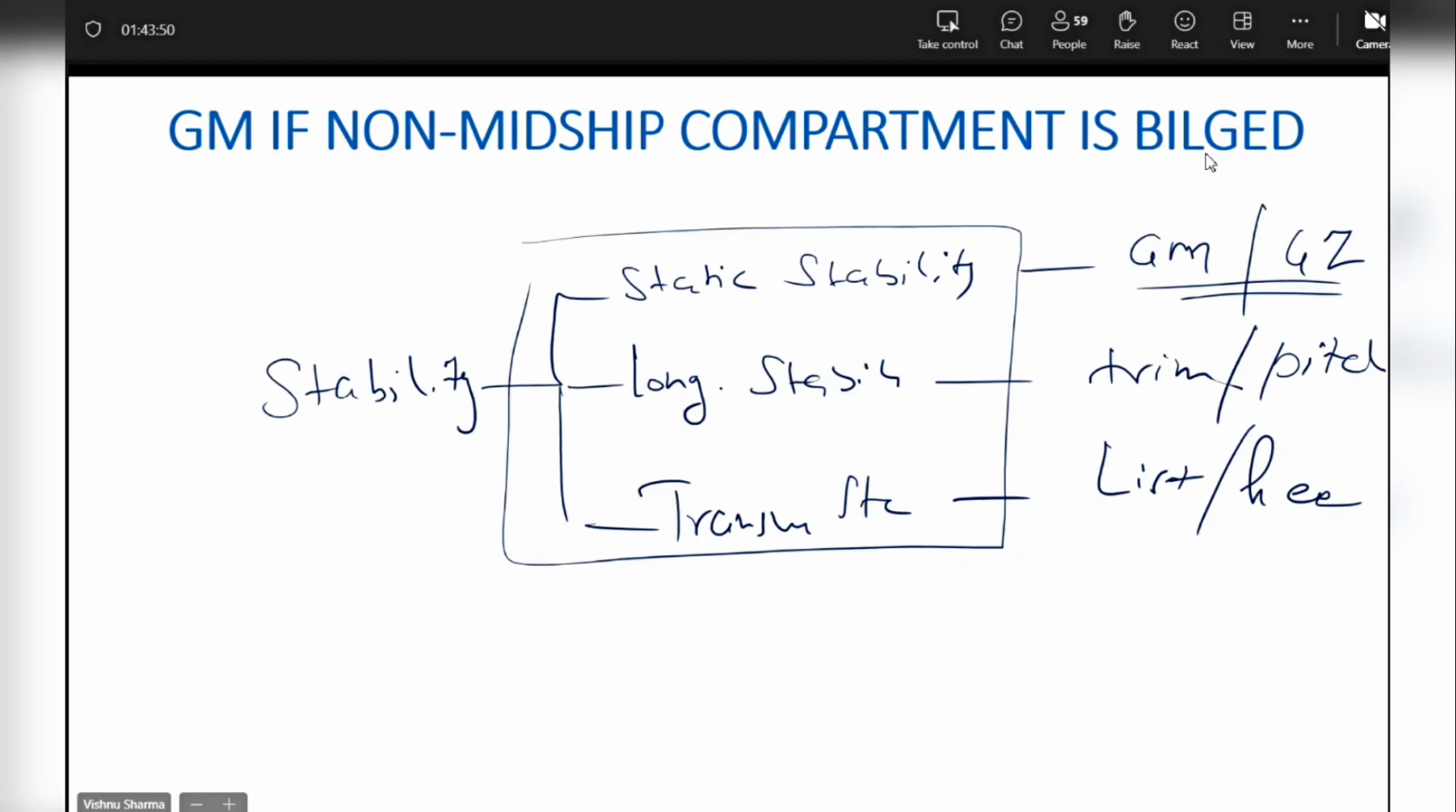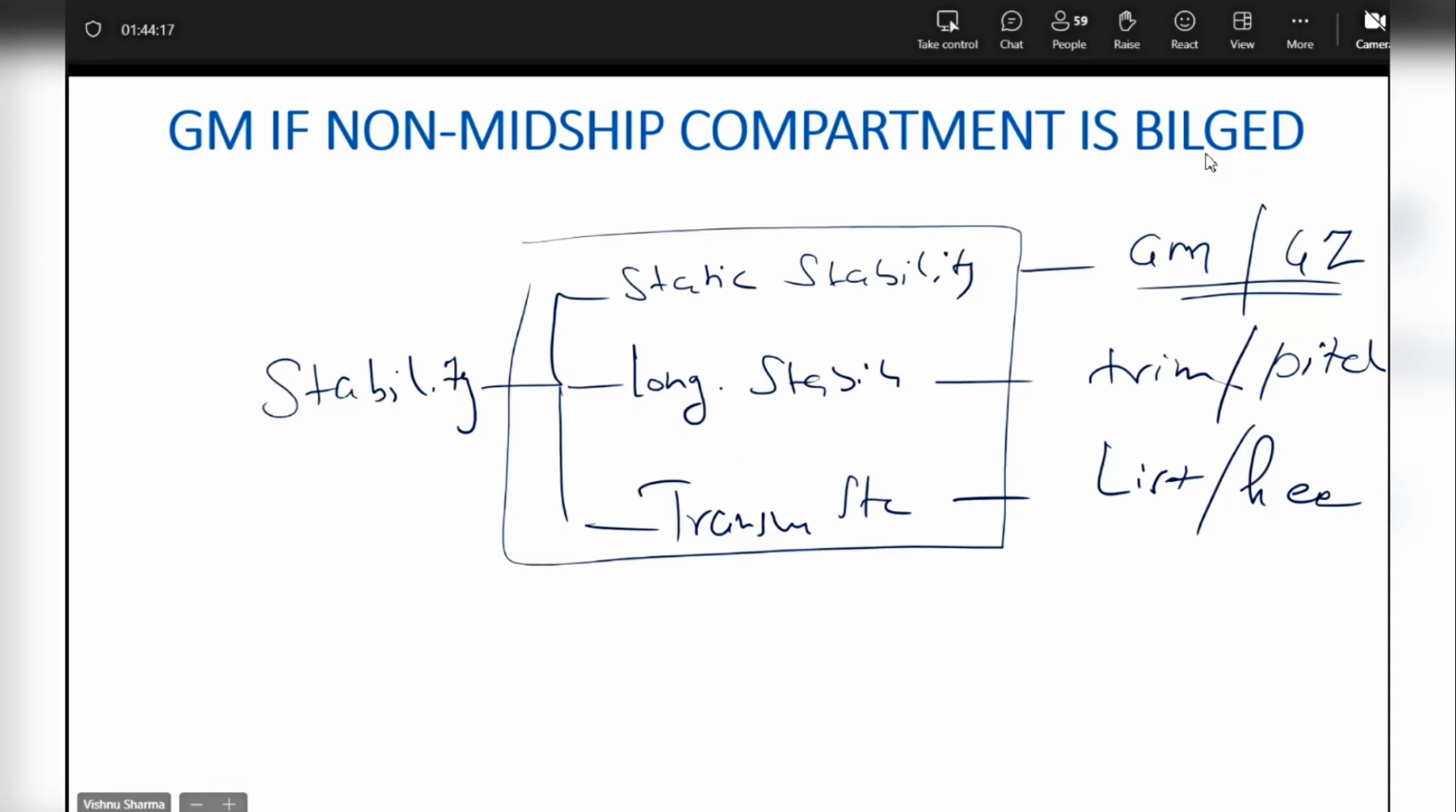So that means any loading, whether it is done at the forward end, amidships, or at the after end, it may change trim, it may change list, but it will also have an effect on GM.